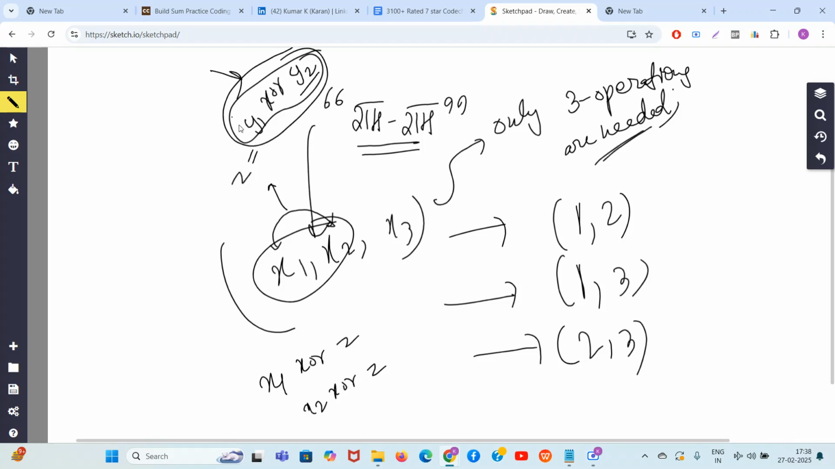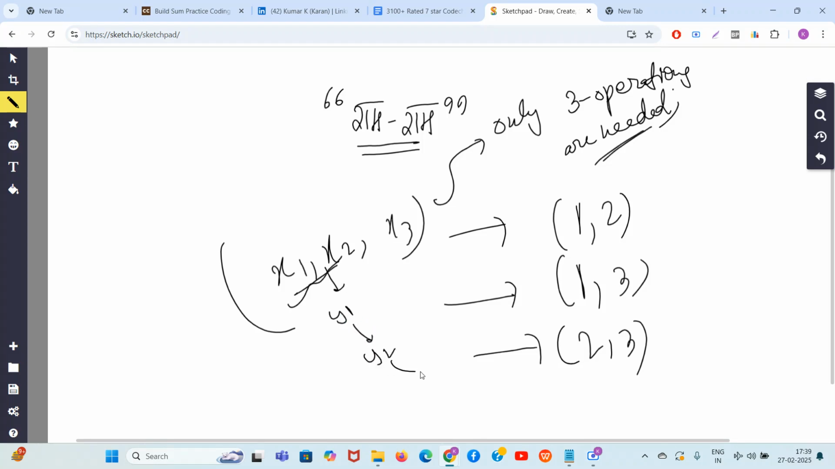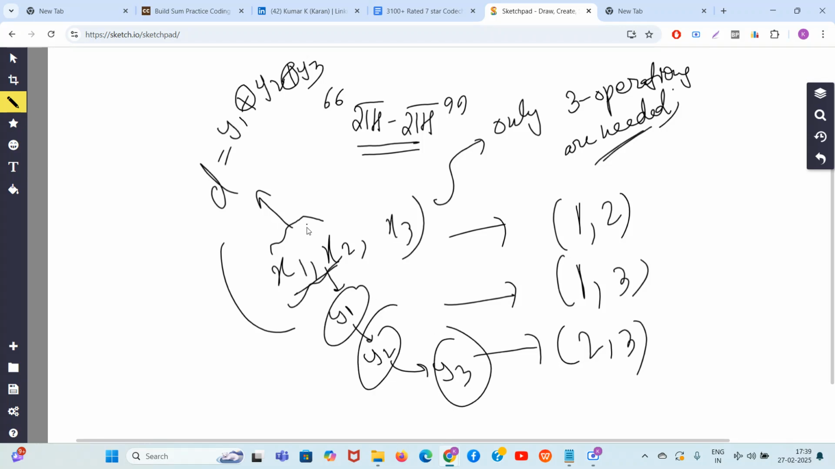Let's say someone comes and tells you, bro, I want to do three operations on x1 and x2. First, I want to do both of them XOR y1. Then I want to do both of them XOR y2. Then I want to do both of them XOR y3. You will say, hey bro, rather than doing three operations, I will just do both of them XOR d, where d is nothing but y1 XOR y2 XOR y3. This will generate the same effect as doing three operations on this pair.